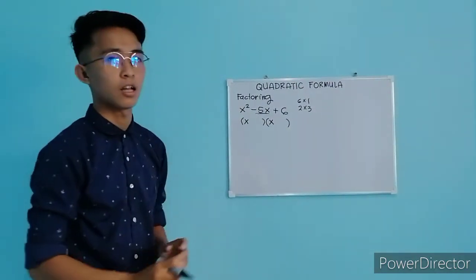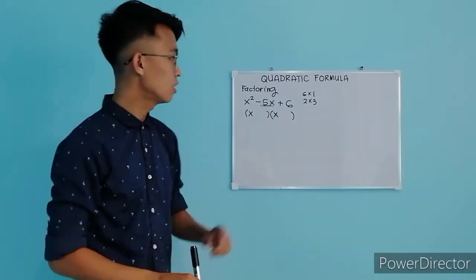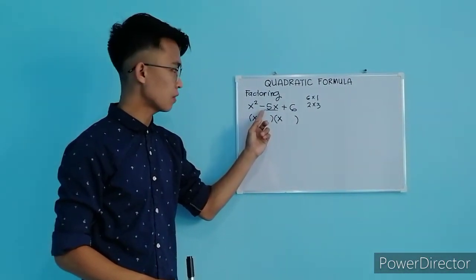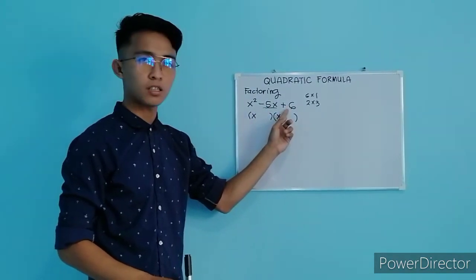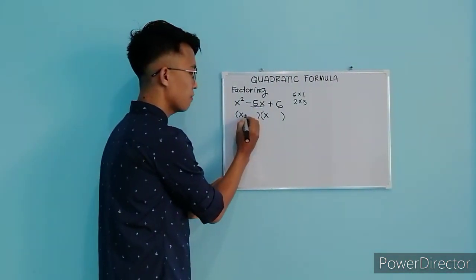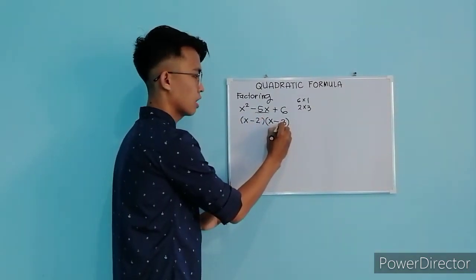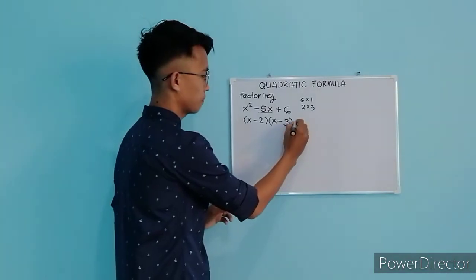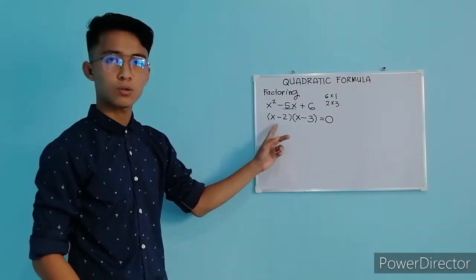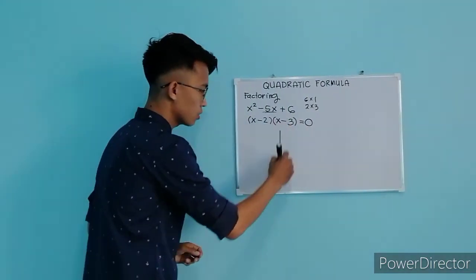But how about the sign? How are we going to consider the sign of the given factors? We need to look at the sign of the middle term. It is negative. So if the middle term is negative and the last term is positive, it means we have the same sign, and we will consider the negative. Just copy negative, negative, and write 2 times 3. And we will equate it to 0. So equating to 0, we have the quantity x minus 2 times the quantity x minus 3 equals 0. So finding the roots, we equate both factors to 0.